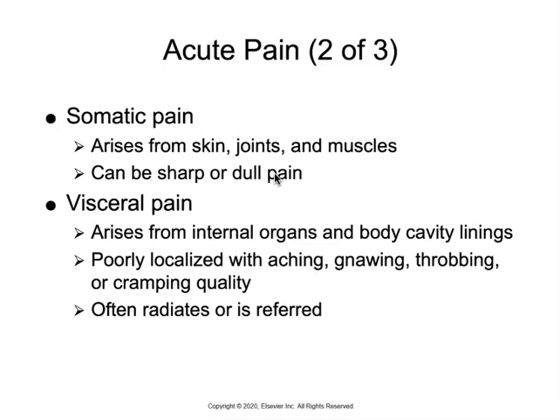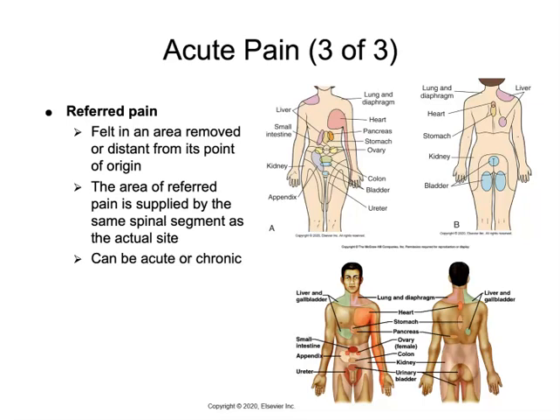Now, when we have an acute visceral pain, that means the pain is coming from our internal organs or the lining of our body cavities. For instance, it could be our pleura covering our lungs. And the pain is going to be poorly localized, as a result of the fewer number of nociceptors in those areas, and we might have an aching, gnawing, throbbing, and cramping quality to it, and it often will radiate as a referred pain. And you may have heard of referred pain before.